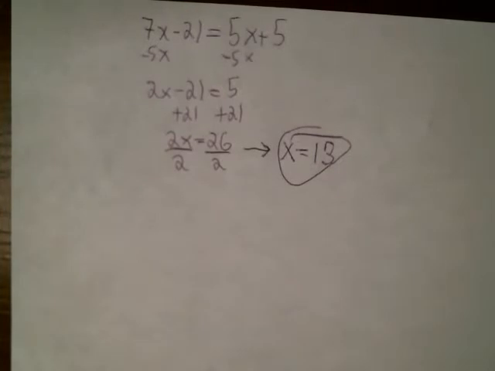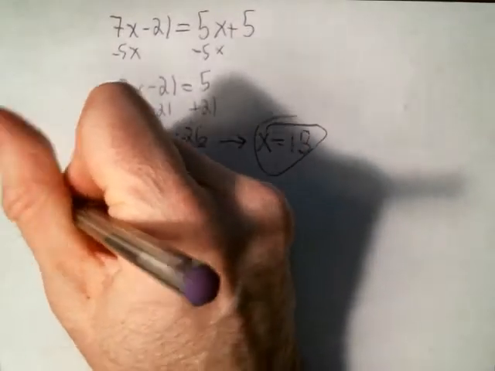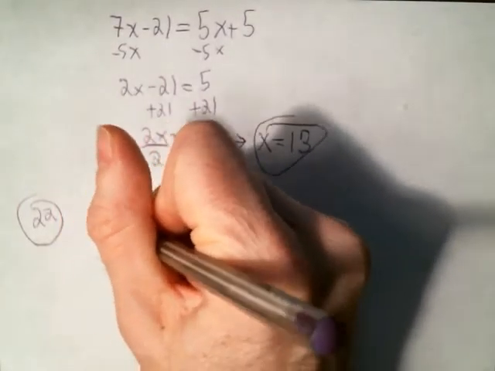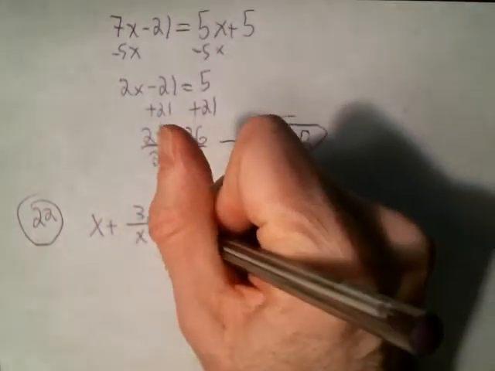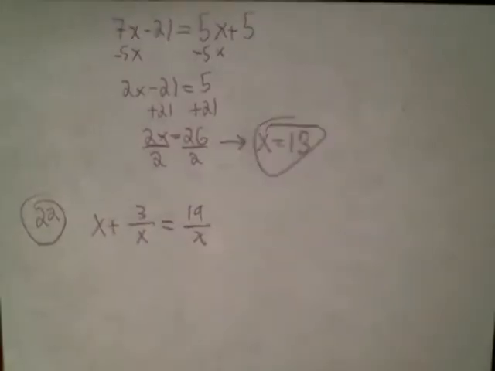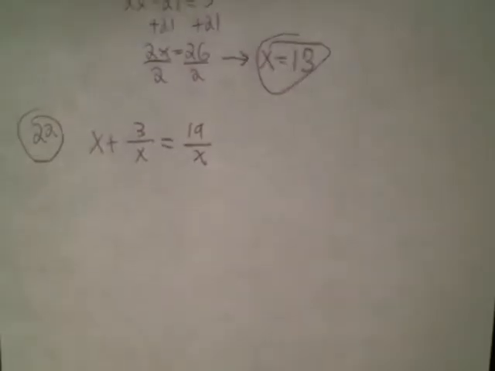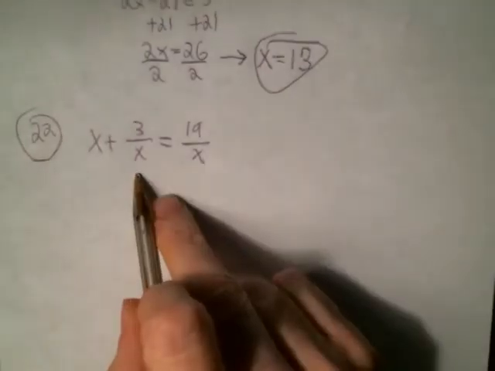So let's move on. Number 22. We have x plus 3 over x equals 19 over x. Okay. So I'm going to want to multiply through by x. Okay.